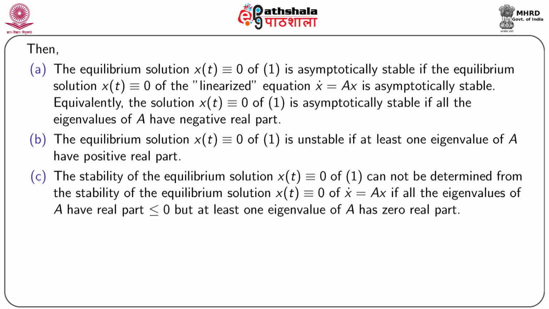And number C, the stability of the equilibrium solution x(t) equal to 0 of (1) cannot be determined from the stability of the equilibrium solution x(t) equal to 0 of x dot equal to Ax if all the eigenvalues of A have real part less than or equal to 0, but at least one eigenvalue of A has 0 real part. Please recall the asymptotic stability definition. It means that the system has to be stable and the path should approach the equilibrium point.